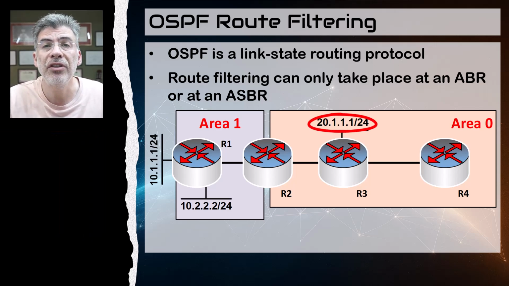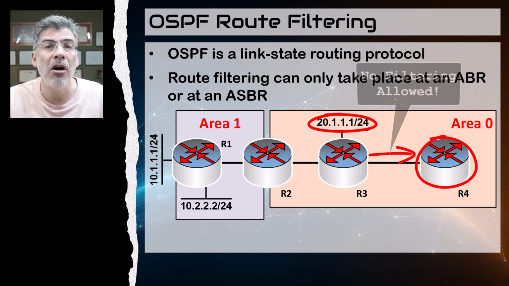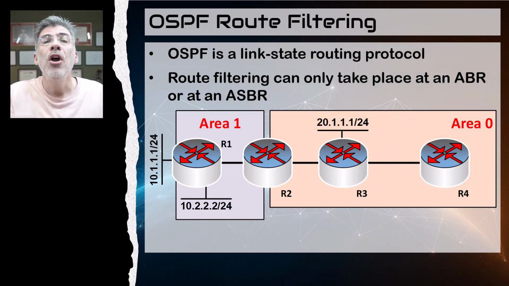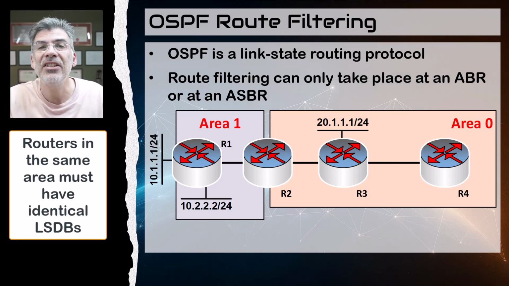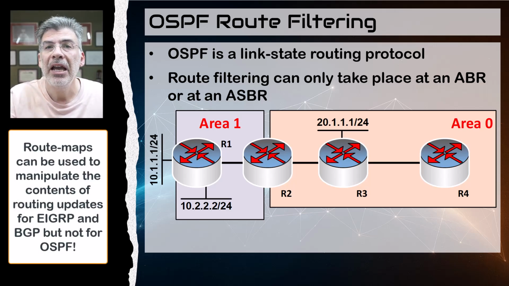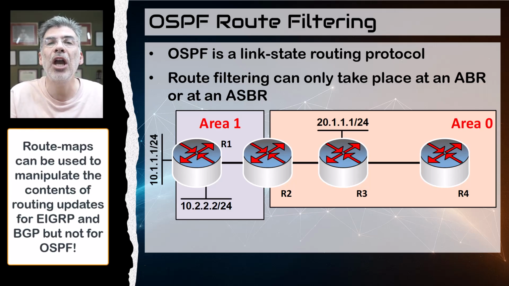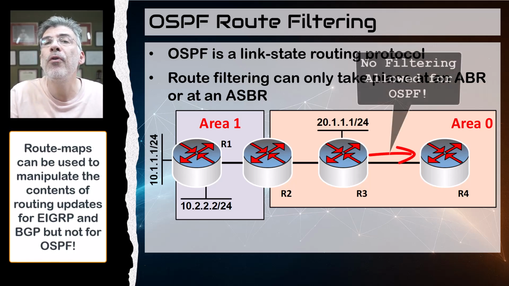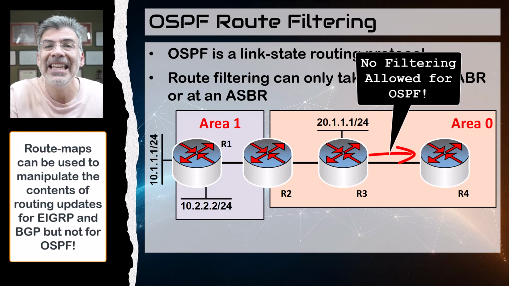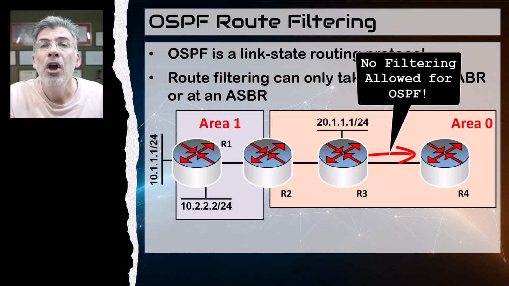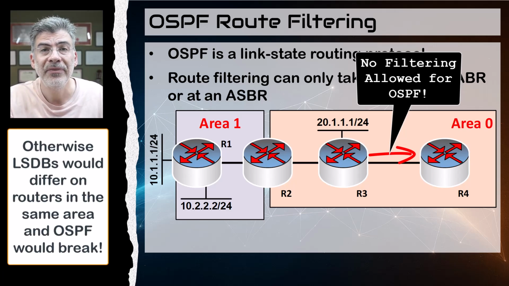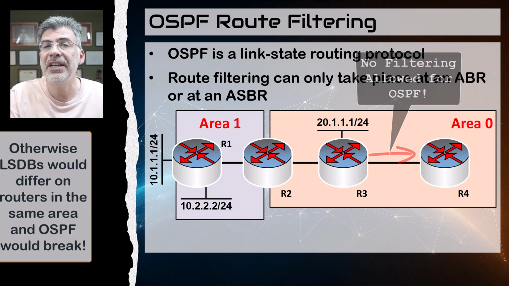For example, you can't filter this route here such that it is not learned by R4, because by definition, for link state routing protocols like OSPF, routers in the same area must have an identical link state database, or LSDB. So you can't create a route map and apply it to an outgoing or incoming OSPF update and remove or filter a route like you would do with EIGRP or with BGP, because then the LSDBs within that area would differ from one router to another, and OSPF would break. We saw all of this very clearly in the previous video in this playlist.